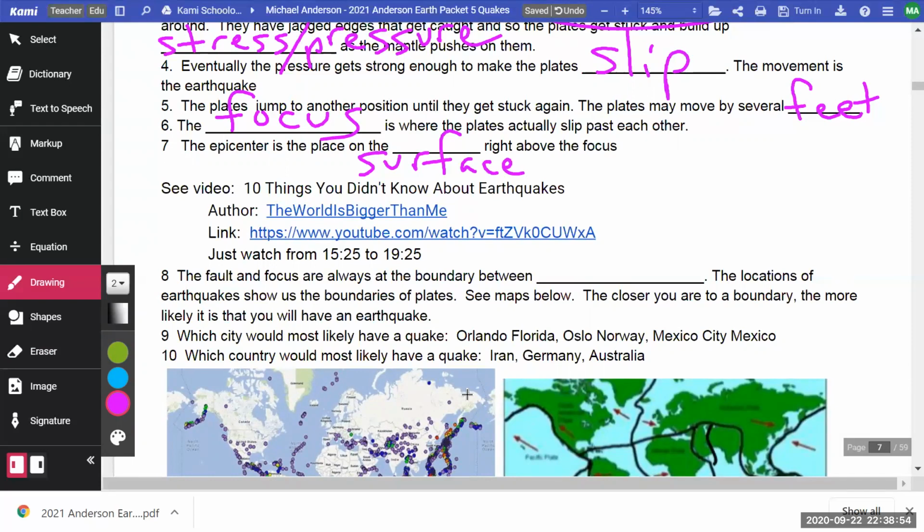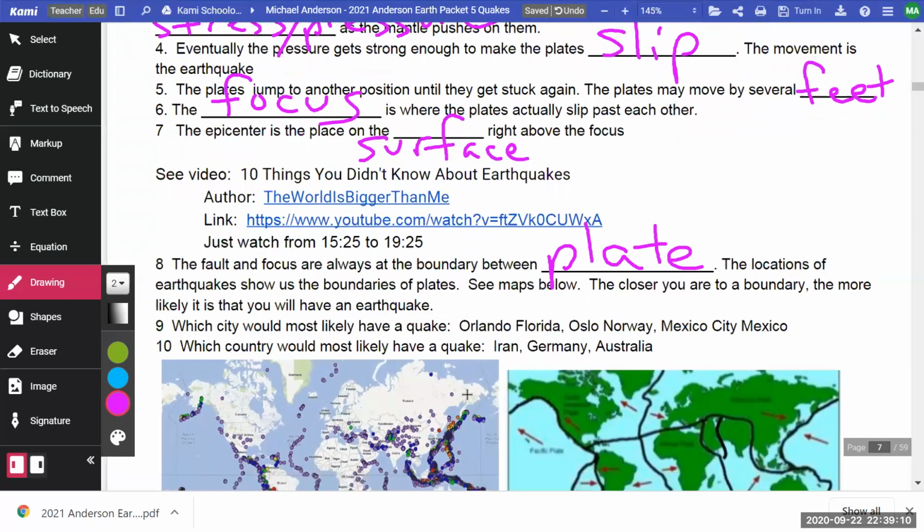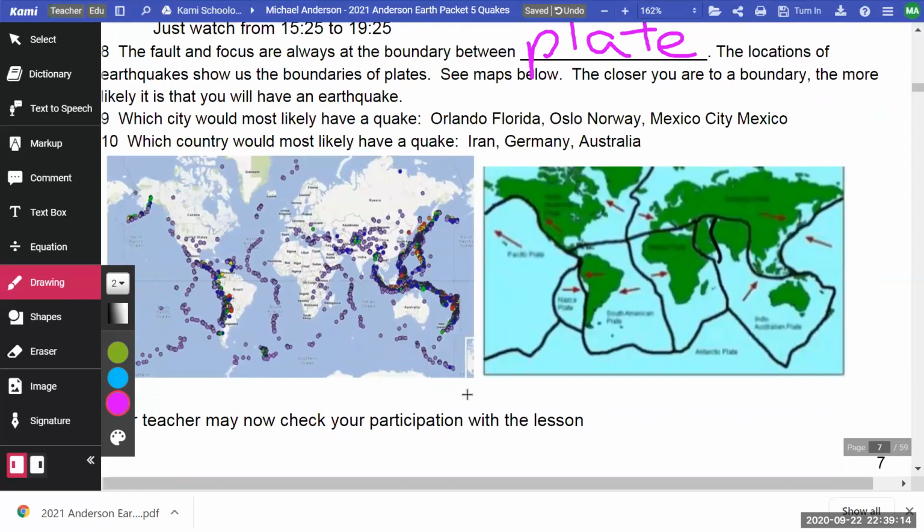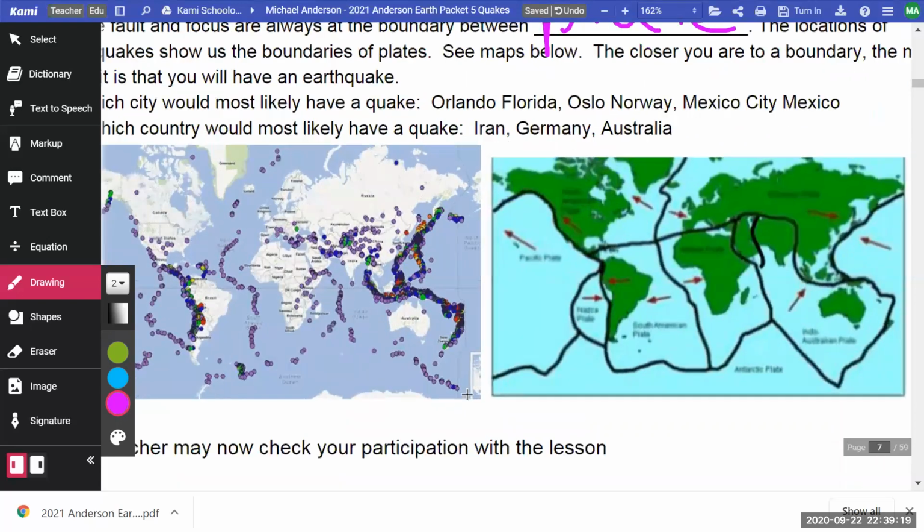The fault and focus are always at the boundary between plates. The locations of earthquakes show us the boundaries of plates. See the maps below. The closer that you are to a boundary, the more likely it is that you will have an earthquake. So, which city would most likely have a quake? Orlando, Florida, Oslo, Norway, or Mexico City, Mexico?